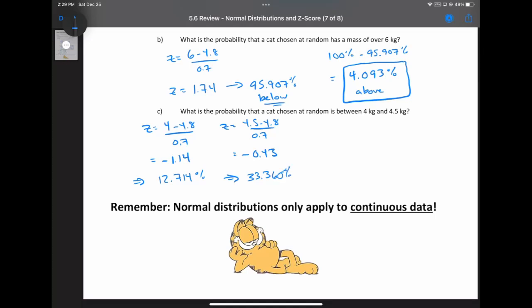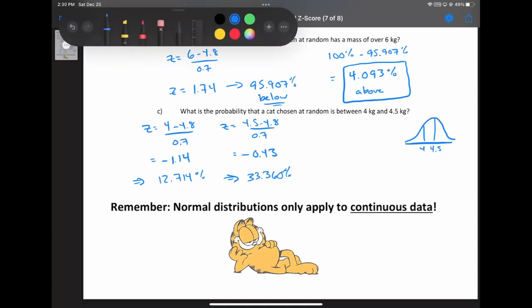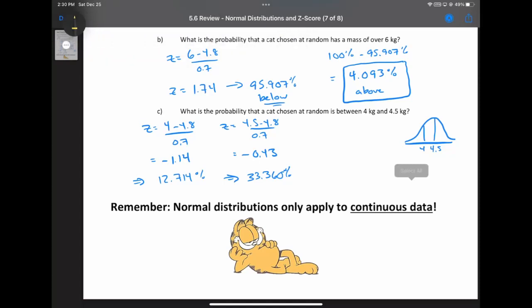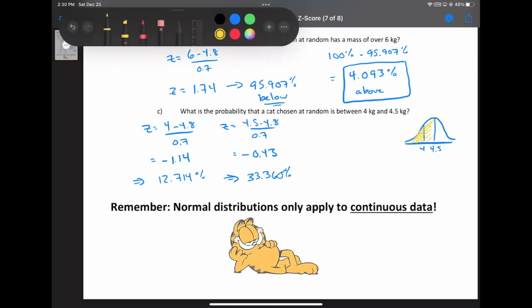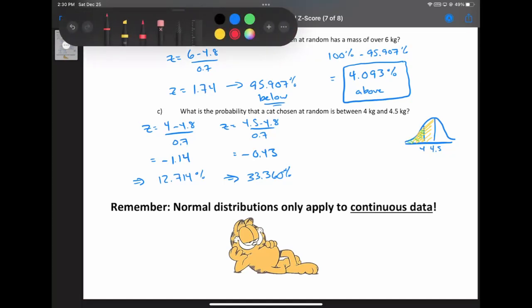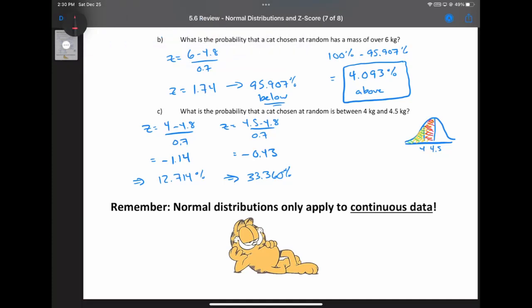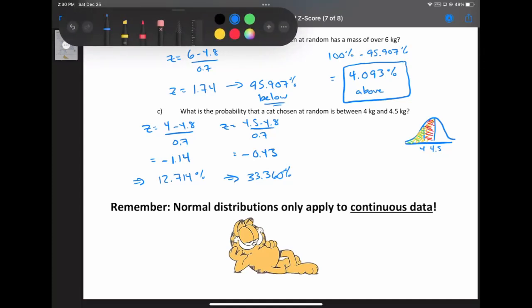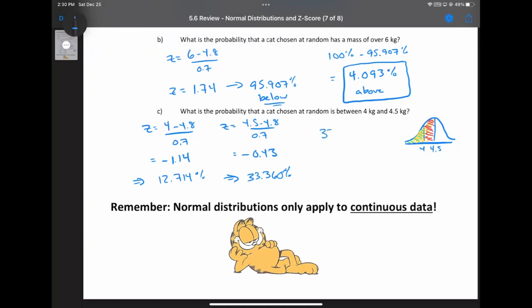Okay, and just a super quick reminder that when we have data like this, the 4 would be somewhere like here, and the 4.5 would be somewhere like there. This is by no means to scale or proper, but if this part of my data is below 4.5 and this part of my data is below 4, then the difference of them is the part between the two. So that's exactly what I'm going to do. I'm going to say big percentage minus small percentage.